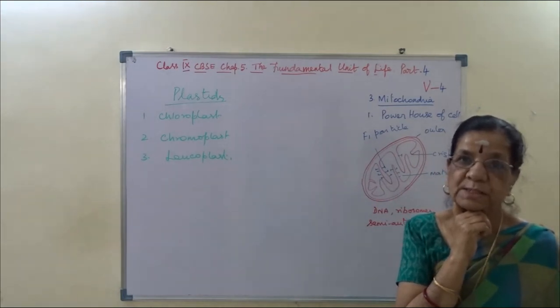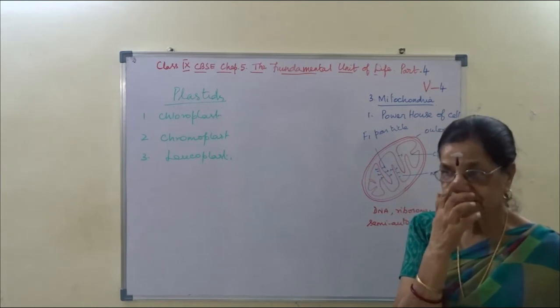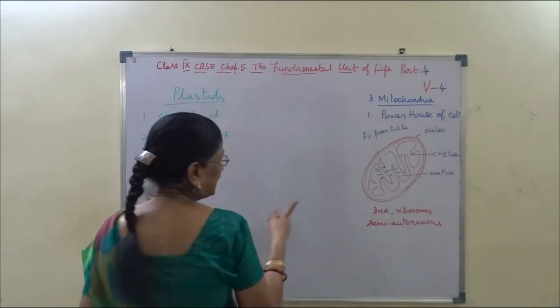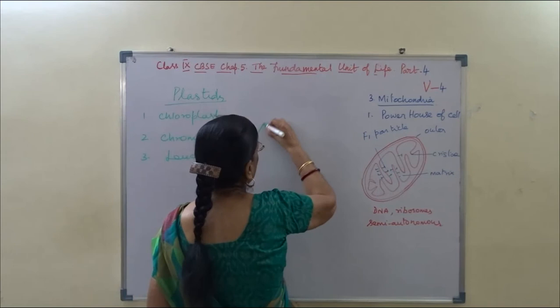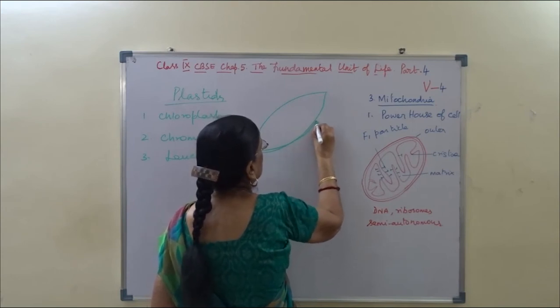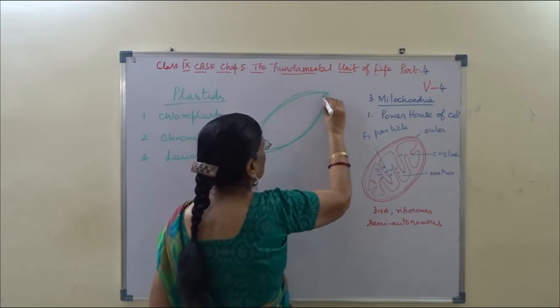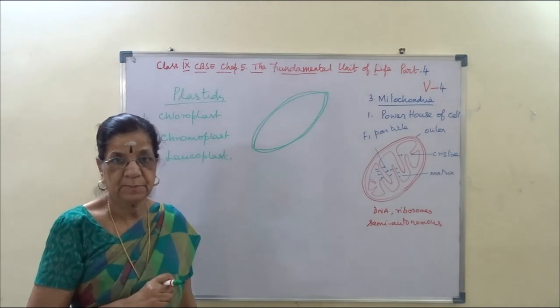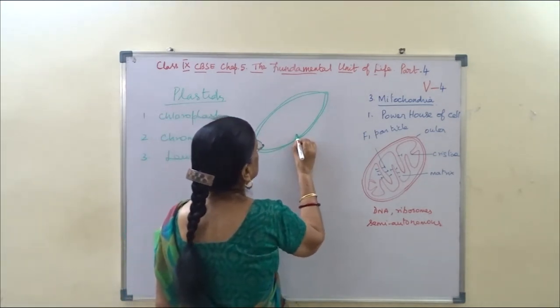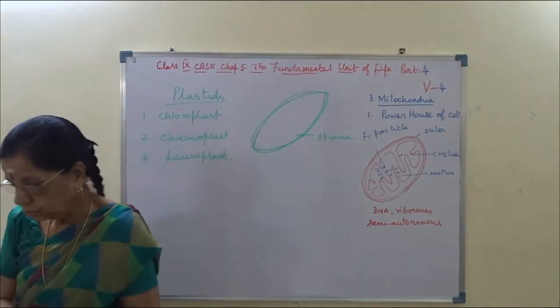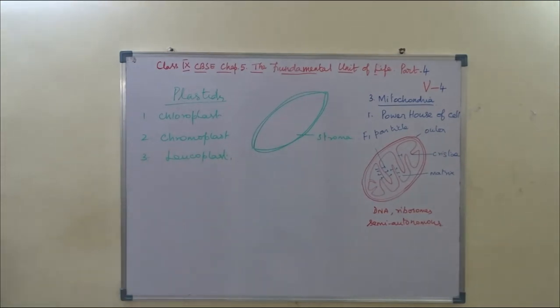What do we understand? Chloroplast. The same lesson in brief we have studied last year. We have to recollect that. Now this chloroplast, like that of mitochondria, is more or less oval or elliptical in shape, with an outer and inner membrane. And inner to that is the cytoplasm, called stroma. Recollect that.